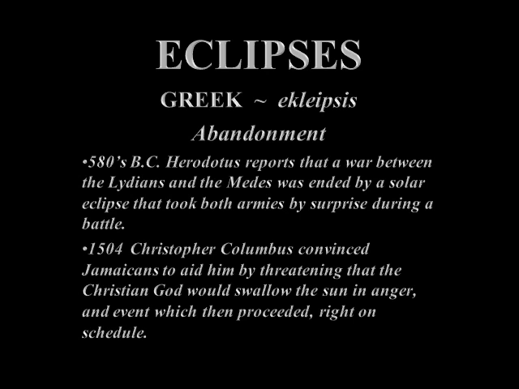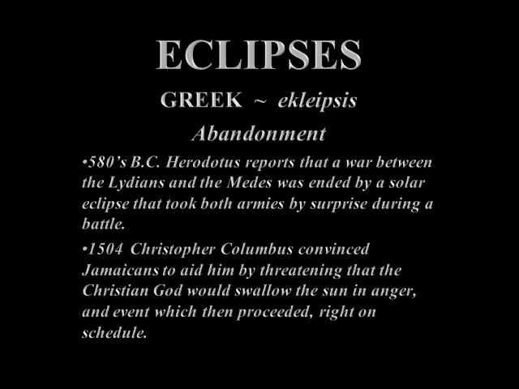In 580s BC, Herodotus reports that a war between the Lydians and the Medes was ended by a solar eclipse that took both armies by surprise during a battle. Apparently the battle was enjoined and the sun was suddenly eclipsed, and the kings of both tribes felt that it was the gods' anger that had produced the eclipse, and so they had a marriage, the son and the daughter, in order to appease the gods.